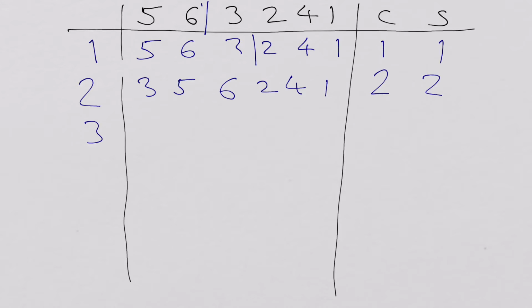Pass 3 is I'm now going to put these numbers in order. And actually, because they're too small again, it's going to compare with all 3 and swap with all 3. So 2, 3, 5, 6. And then the 4 and the 1.